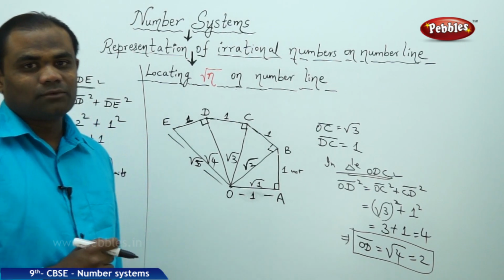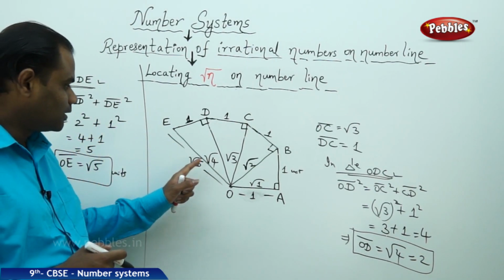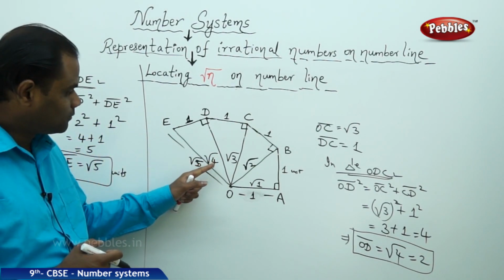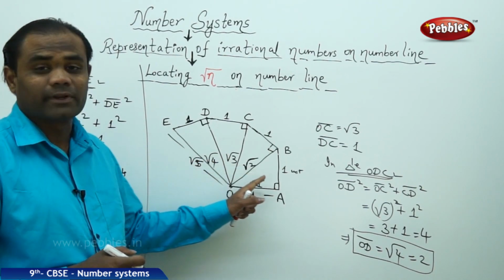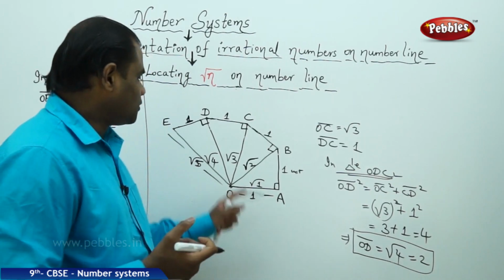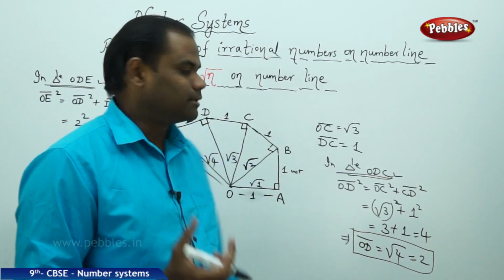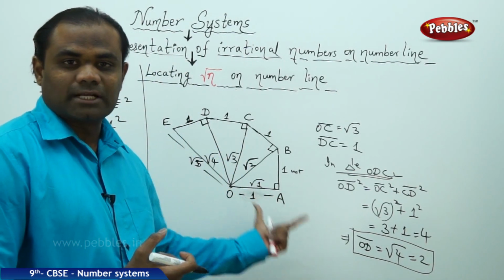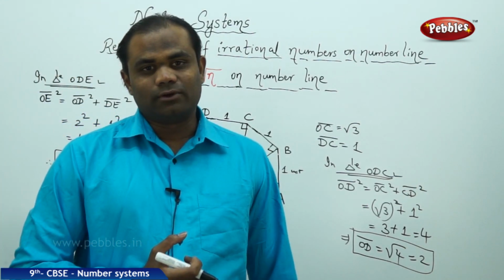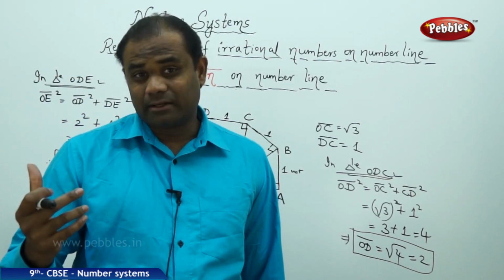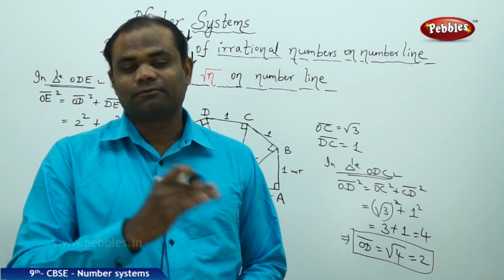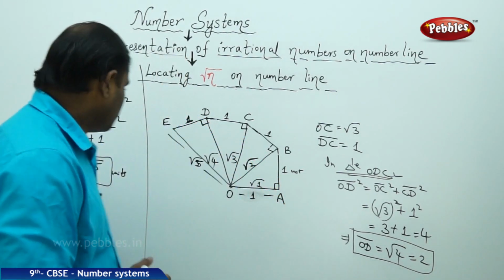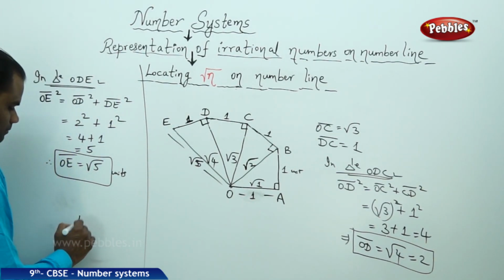One important thing we note is, in order to find root 5, we need the length root 4. In order to find the length root 4, we need the length root 3. In order to find length root 3, we need the length root 2. In order to find the length root 2, we need the length 1. So it all starts from 1 unit. Therefore, in order to find the length root n, we need the length root n minus 1. So I come to the learning outcome.